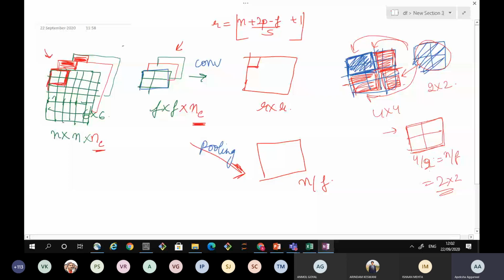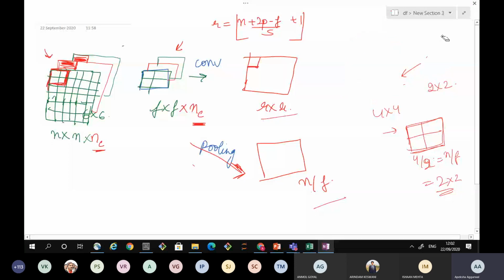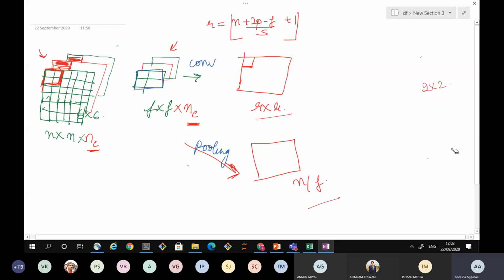So this is what I'm explaining over here, that in pooling the size is n by f, and in convolution the size is r by r. So you have to remember this. Okay, up till now, any confusion about the sizes of pooling and convolution layer? No, ma'am. Okay, so let us have a look.